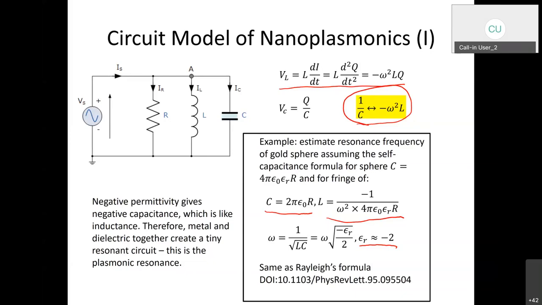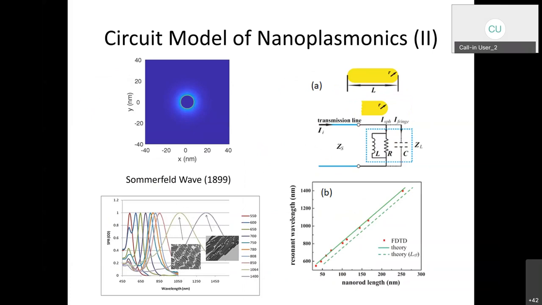Why is this useful? Well, you can extend this idea to other shapes of particles. For example, here is a nanorod which has rounded ends, and the rounded end you can treat as an inductance with capacitance, and obviously you're going to get some resistance for the loss of the metal. For the length of the rod, you can use the Sommerfeld wave, which has been known since 1899. Sommerfeld and Zenneck described these waves on metal lines and on metal ground planes, and these essentially have the same formulations as surface plasmons.